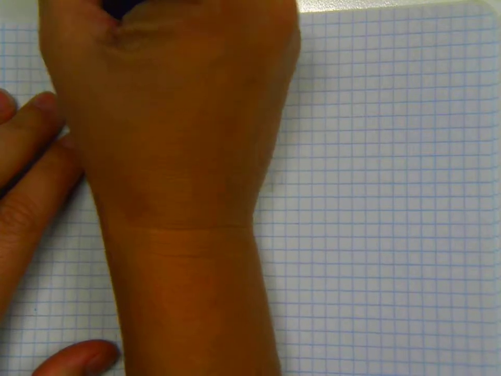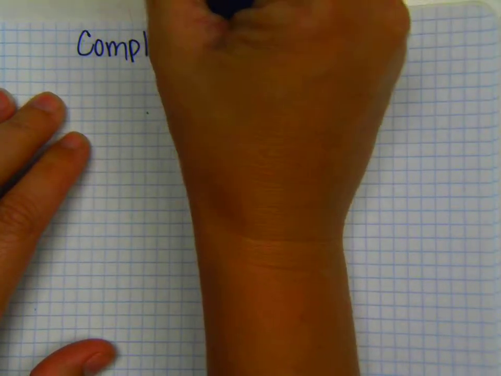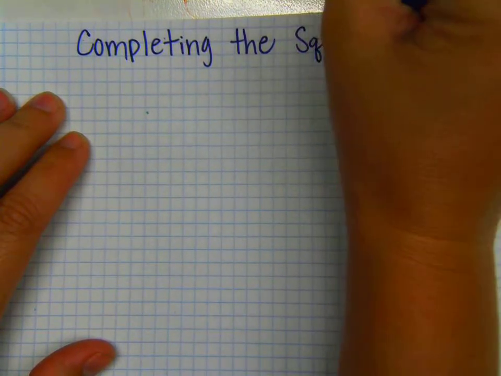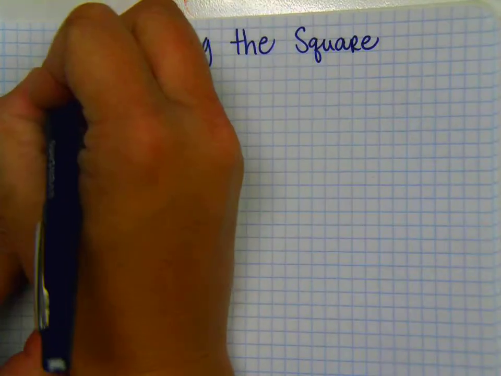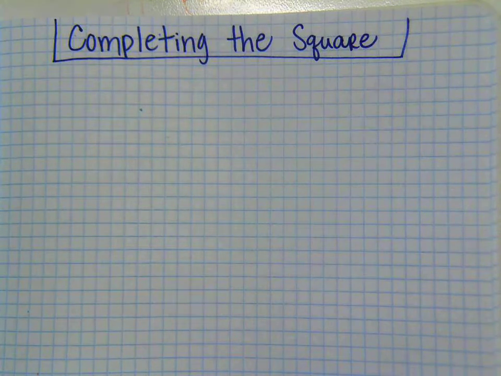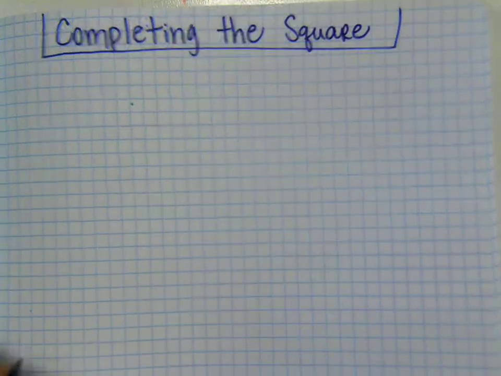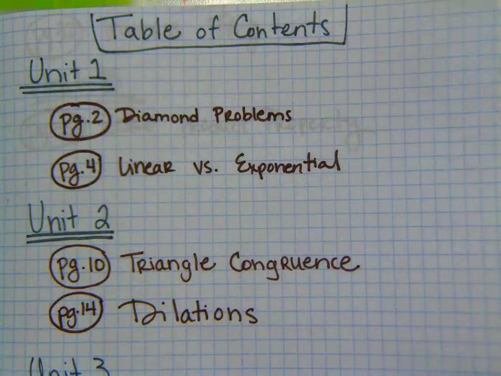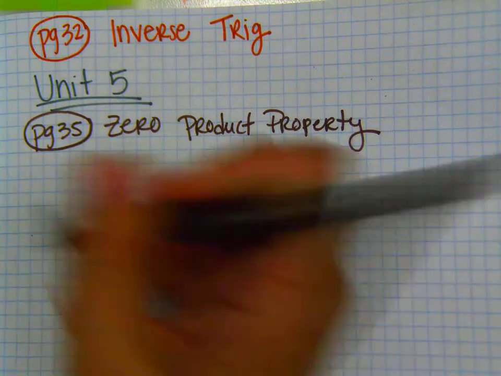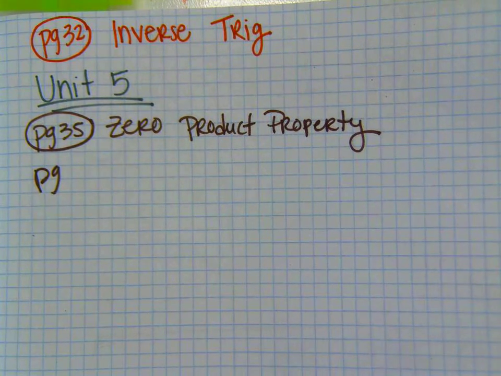Tonight's notes are going to be on completing the square. So completing the square, and this is on page 38. This is definitely something that we want to write on our table of contents because we're going to come back to it a lot. So let's go to unit 5. All right, just page 38.